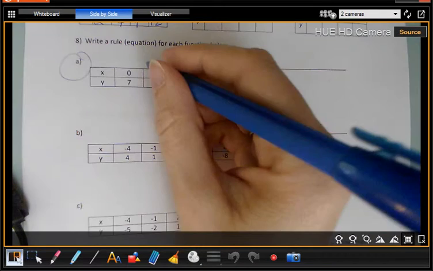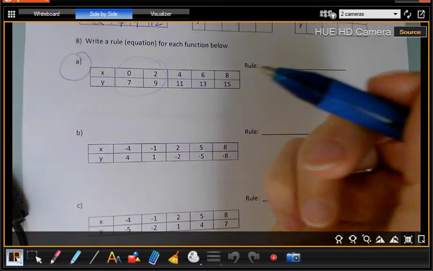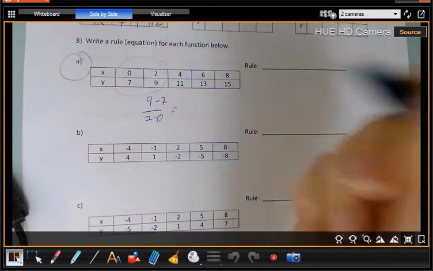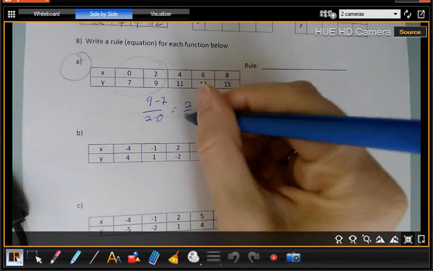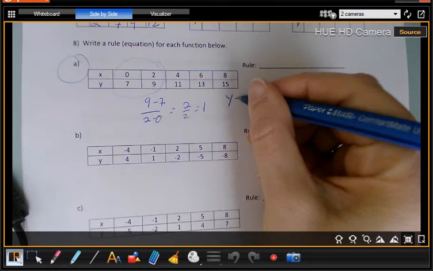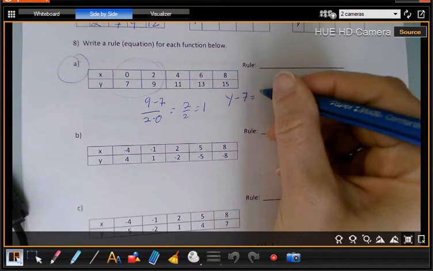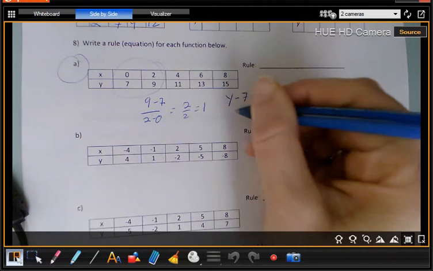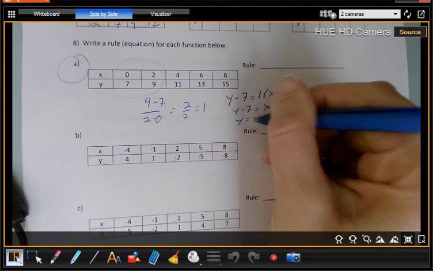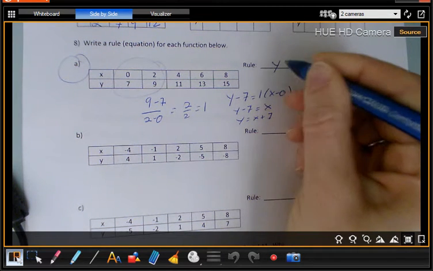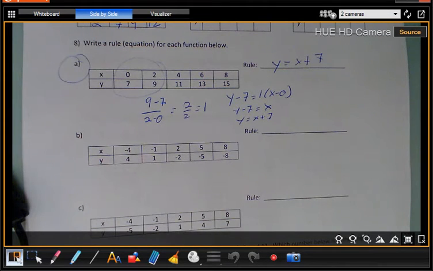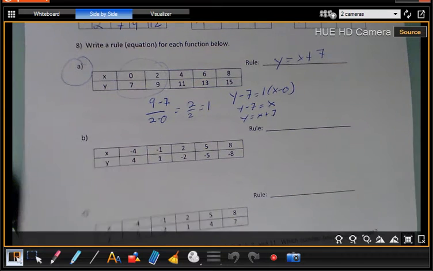Next, it wants me to write the rule again here. So again, I'm going to just use the slope to find this. I'm going to say 9 minus 7 over 2 minus 0. So we get 2 over 2, so that gives me 1. Then we're going to plug it into point slope form. Y minus 7 equals 1 times x minus 0. That gives me y minus 7 equals x. Y equals x plus 7. So that's my rule. So it's just some quick plugging in pieces here.